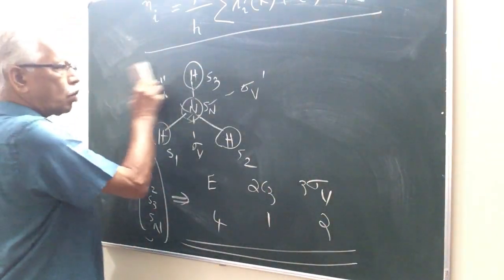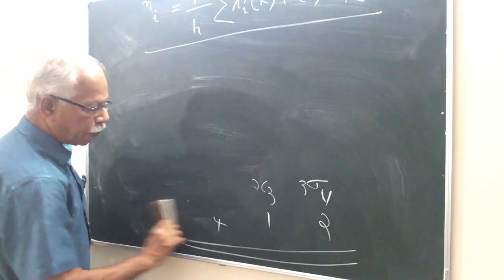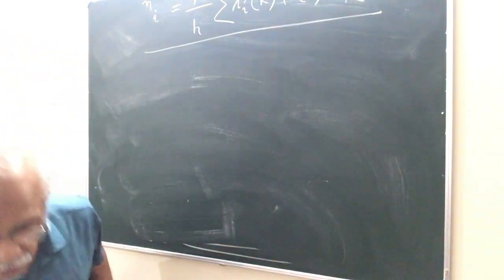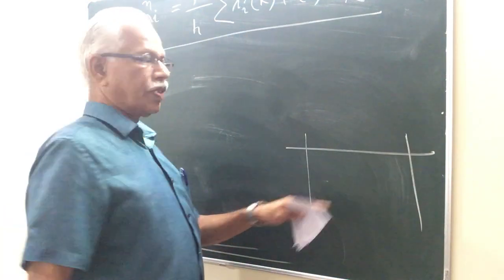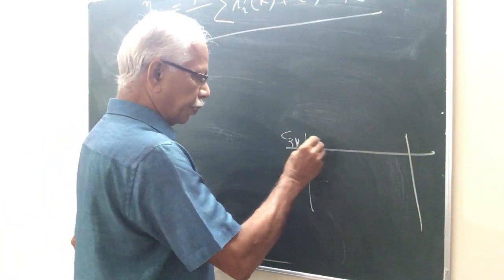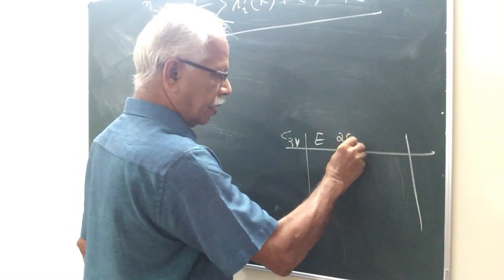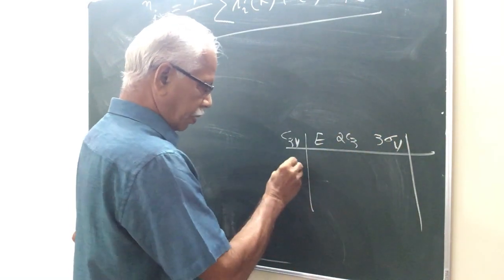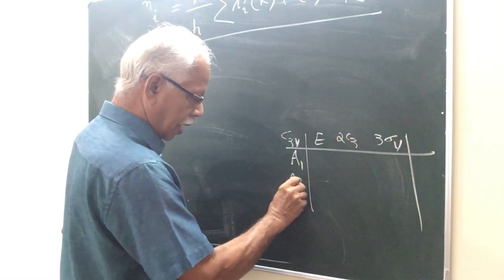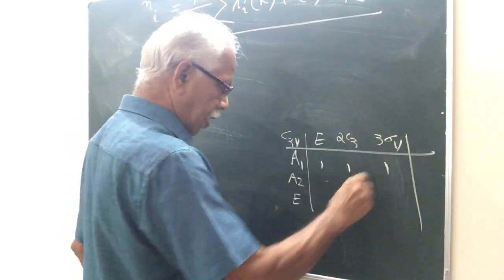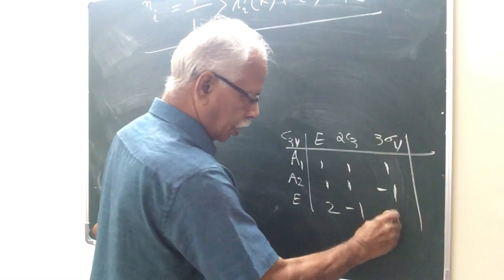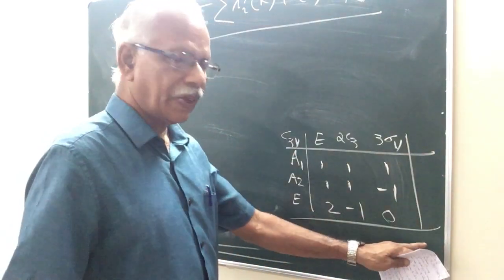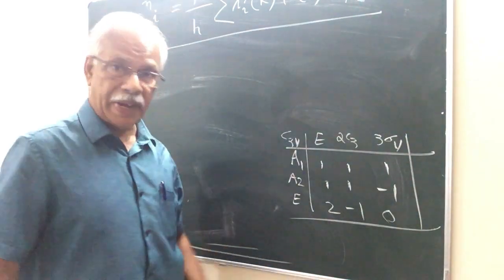We know ammonia belongs to the C3V group. The character table of C3V is written by the side. Only the character part alone is written. C3V: identity, 2C3, 3 sigma V. This is A1, A2 and E. A1 is 1, 1, 1. A2 is 1, 1, minus 1. E is 2, minus 1, 0. Forget about the last two columns for the time being.